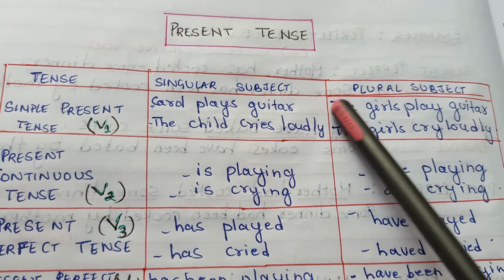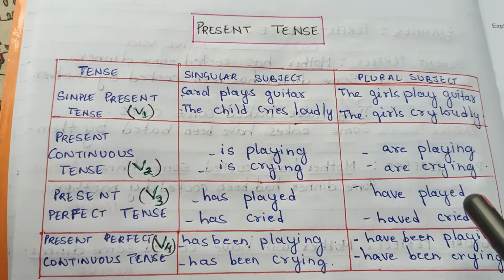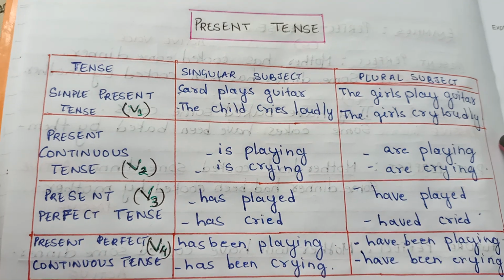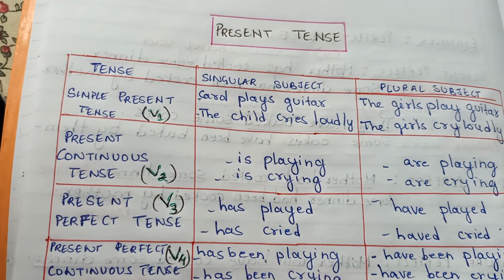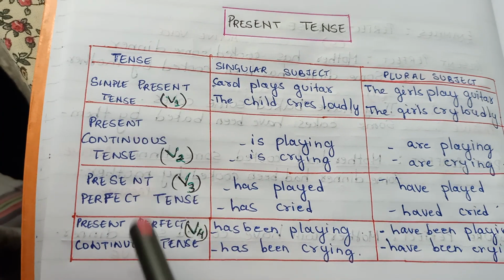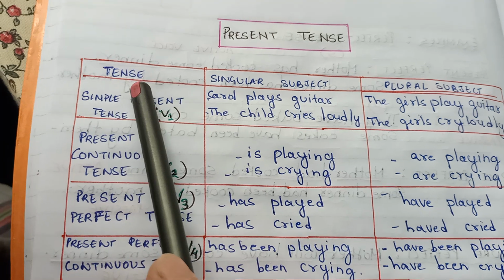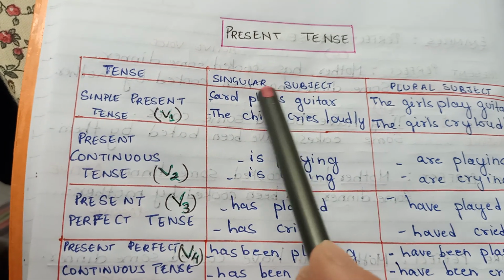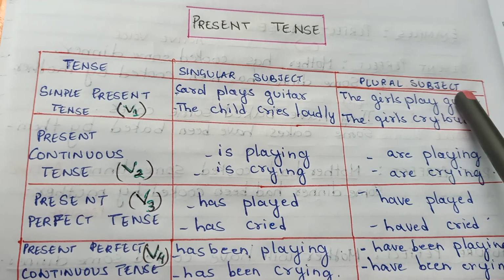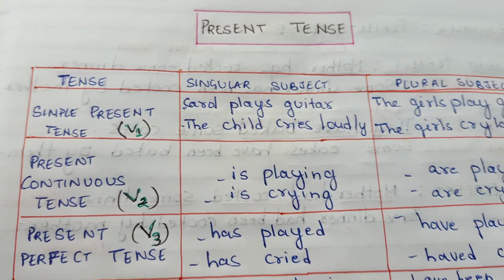Okay, before I begin, I want you all to prepare a table like this for all the tenses. This is for the present tense. I want you to make 3 columns and 4 rows. The first column is tense, the second column is the singular subject, and the third column is plural subject. Okay, now let's go to our very first form of verb.